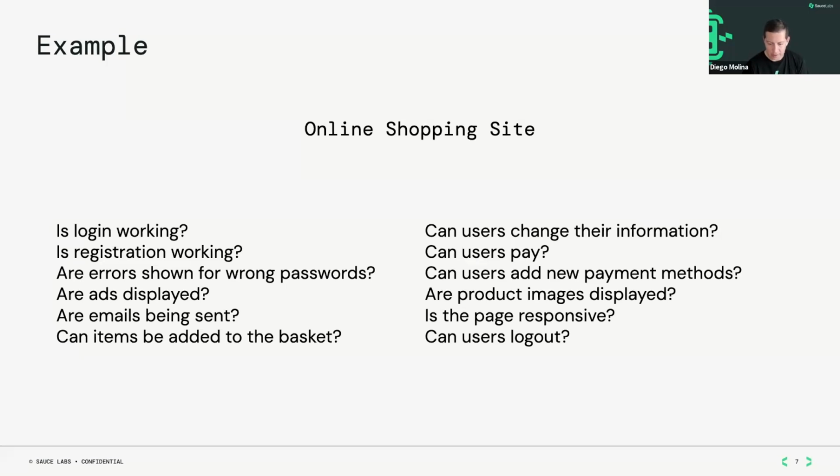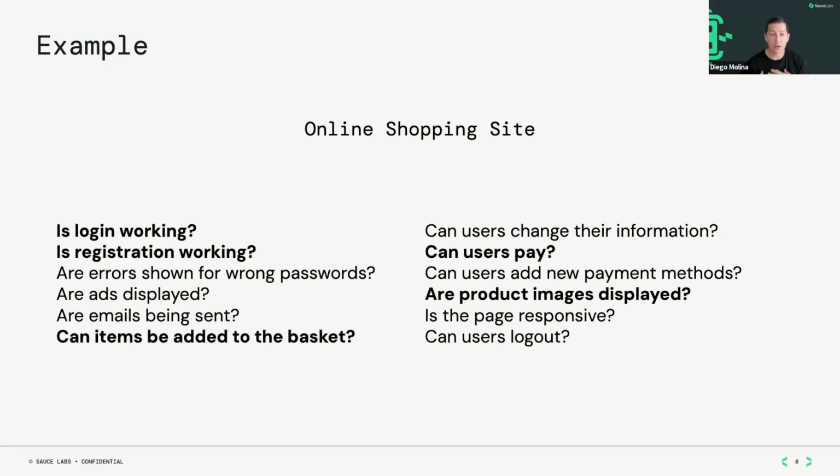So let's move to the next slide. This is my opinion, right? If I'm selling things online, I need to have the login working, I need to have the registration working, and I must have the checkout working. And obviously, if people are going to buy something, they need to see the product. And obviously, they need to be able to add items to the basket.